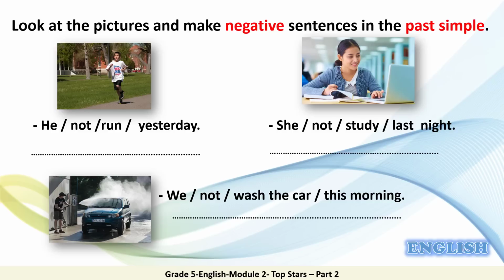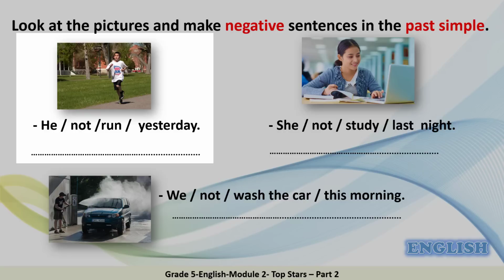Good. Let's do this practice. Look at the picture and make negative sentences in the past simple. Notice, guys, we're gonna make negative sentences. So we're gonna use the pattern didn't plus base verb. Let me help you with the first one. He not run yesterday. We will start with he followed by the negative pattern didn't plus the base verb run, and then we complete the sentence. He didn't run yesterday.